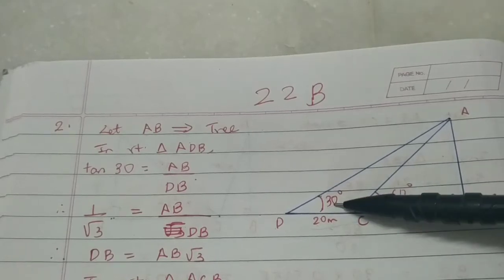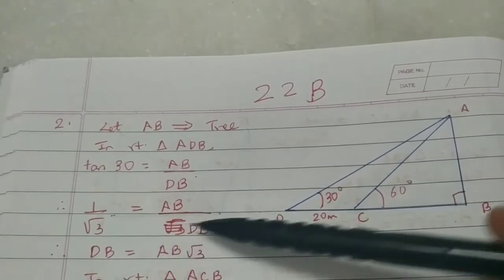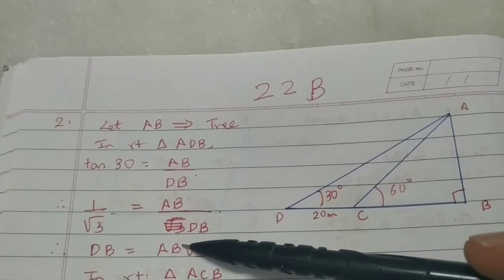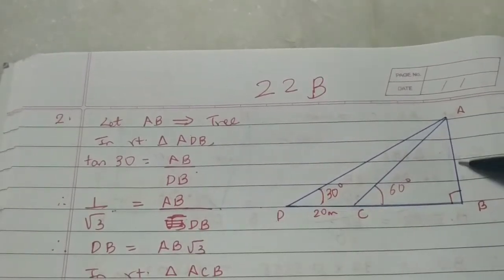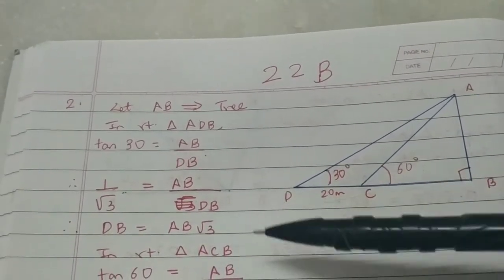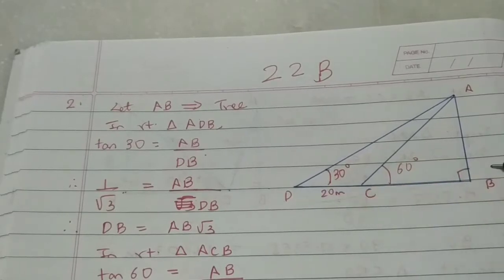Tan 30 is 1 upon root 3. AB's value we don't know, we have to find that. So keep it as it is. You could have used H as a variable, but I have chosen to keep it as AB. So you got the value of DB.